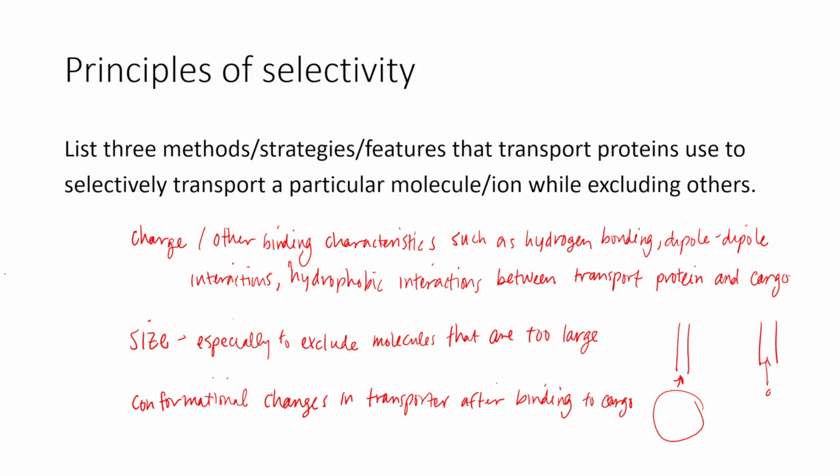Any other ideas? Yeah. So that's important for transport in general, but I wouldn't say that helps it be selective.